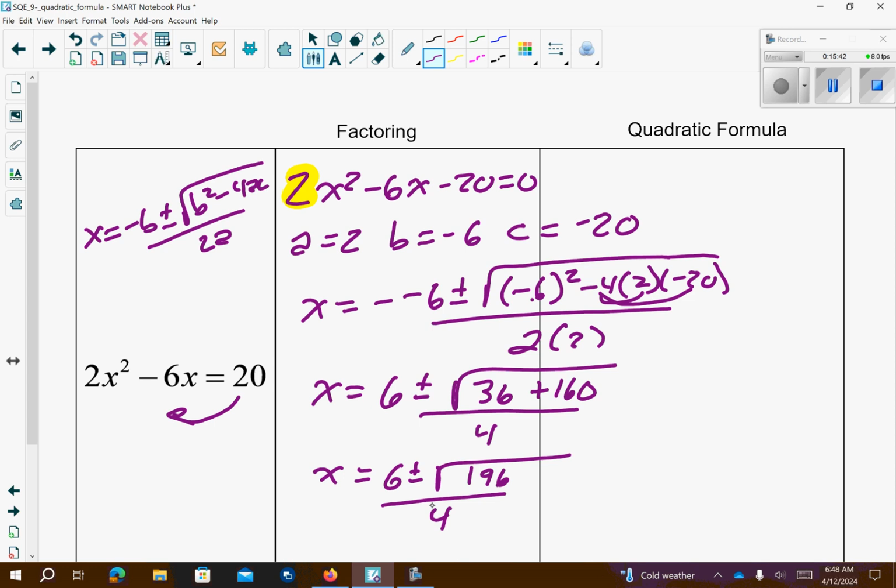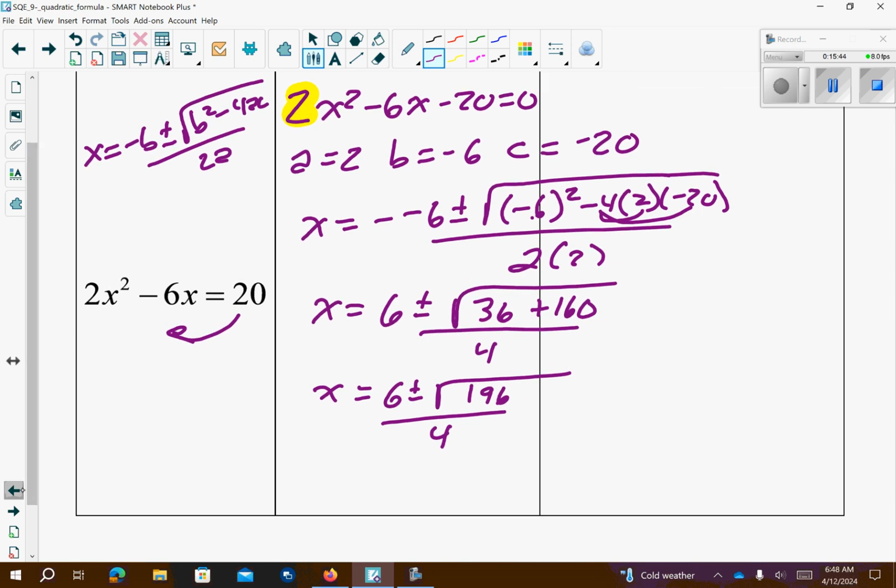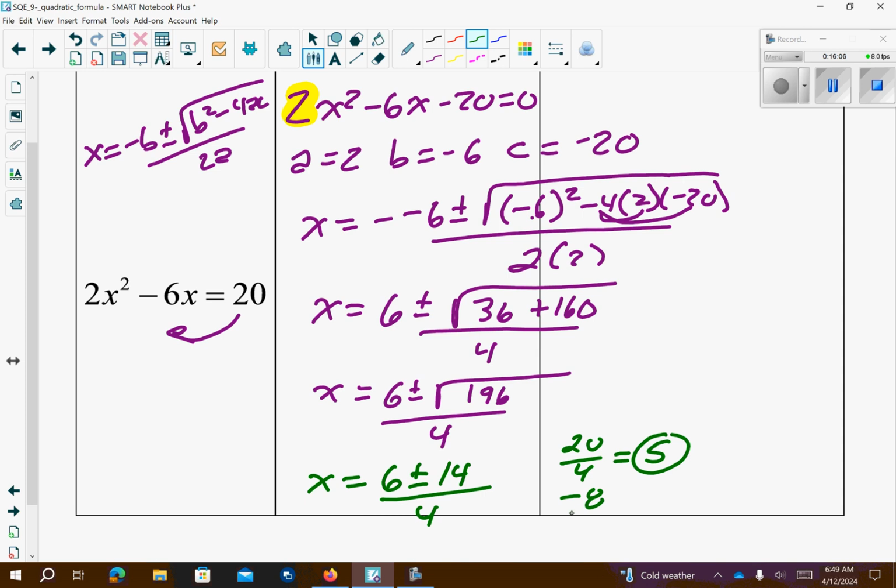Hey, on your calculator, tell me what the square root of 196 is. Did you get 14? Cool. All right, negative 6 plus 14 is 20. 20 over 4, that's going to reduce to 5. Negative 6 minus 14 is negative 20 over 4. That comes out to negative 5.